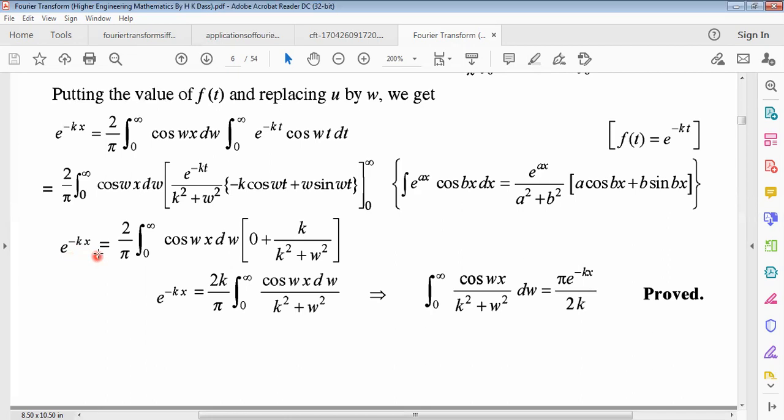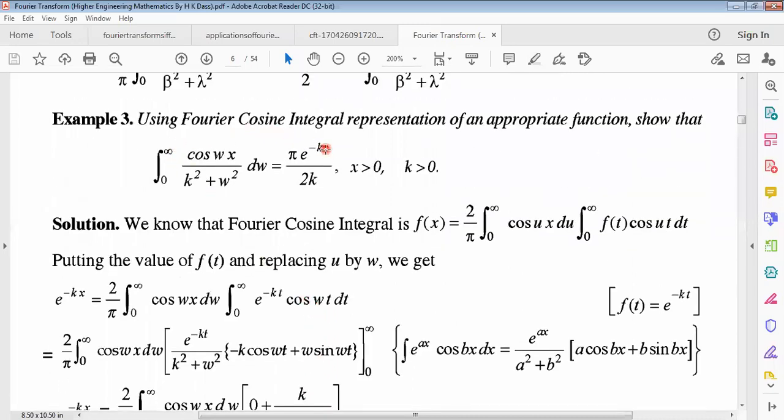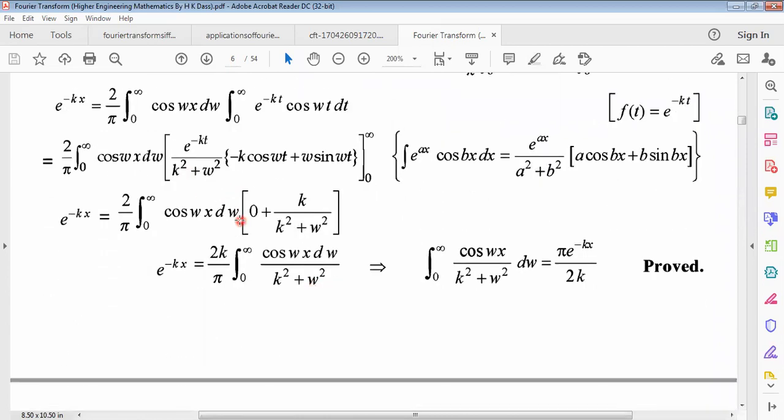Now e to the power minus kx equals twice k divided by pi, integral 0 to infinity of cos wx dw divided by k square plus w square. Just arranging like this, we get the integral from 0 to infinity of cos wx divided by k square plus w square dw equals pi e to the power minus kx divided by twice k.